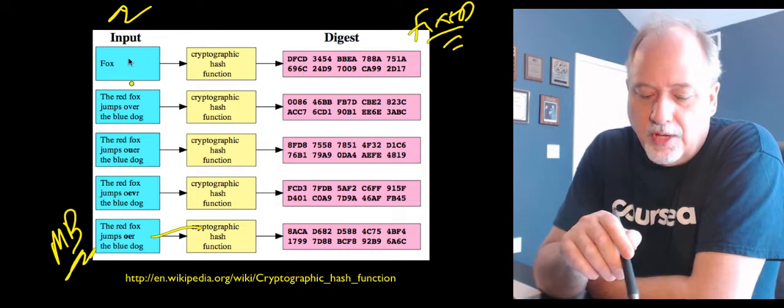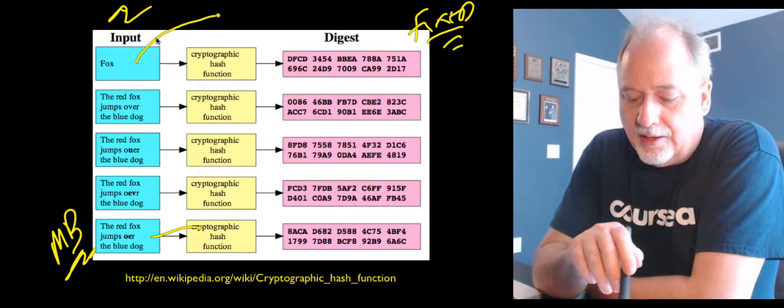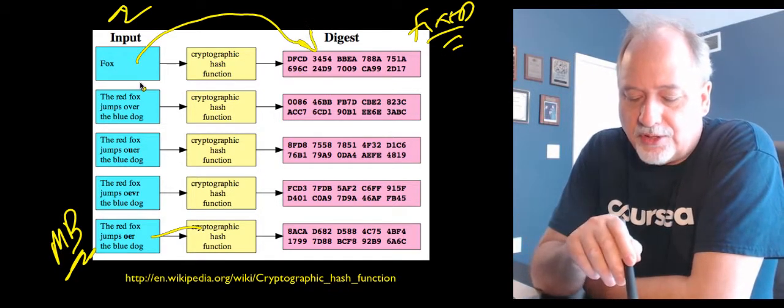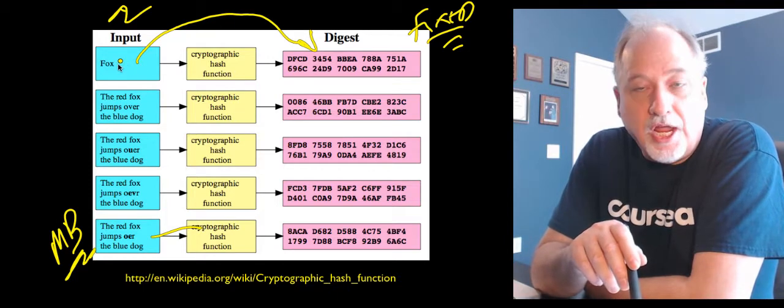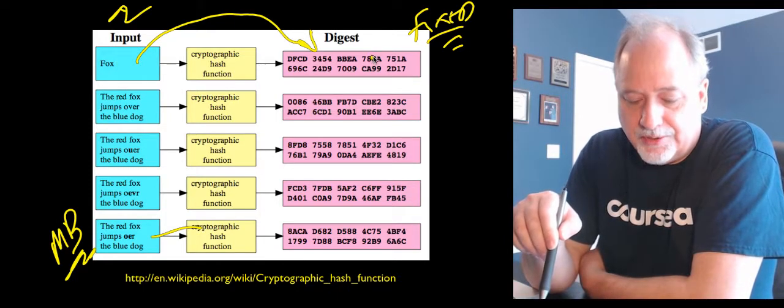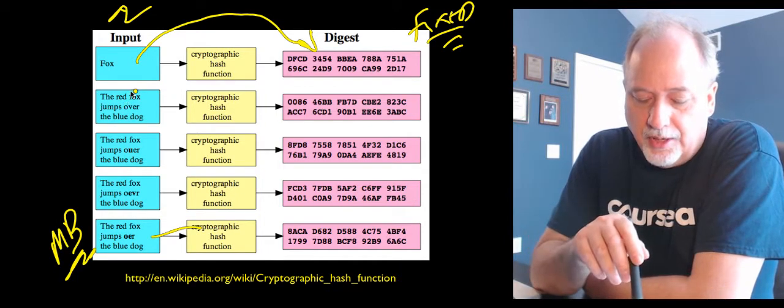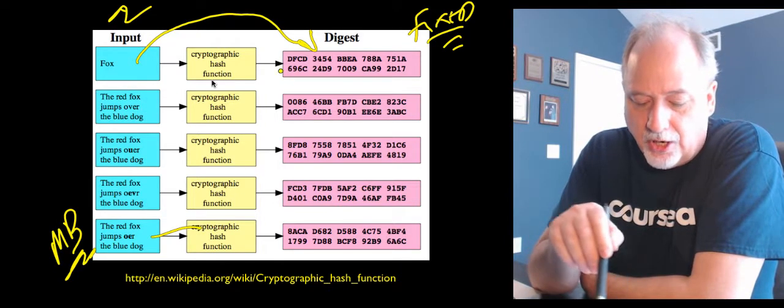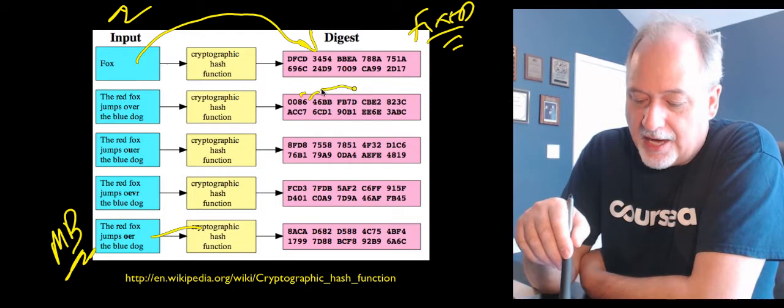Okay, and so the key thing is to make it so that for any change in the input, the digest also changes. Okay, and so here we have "the red fox jumps over the blue dog," right? And that's the hash that comes out.